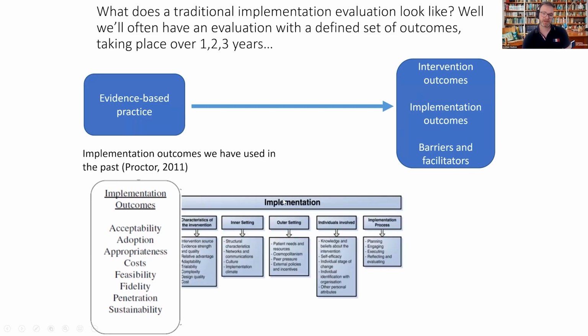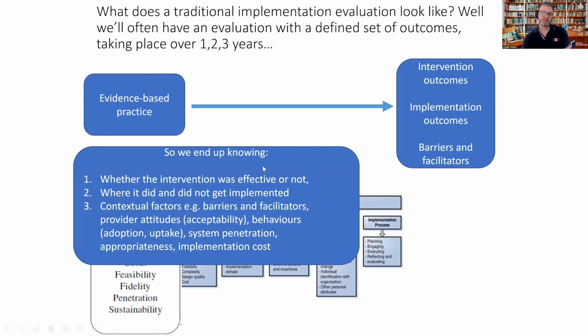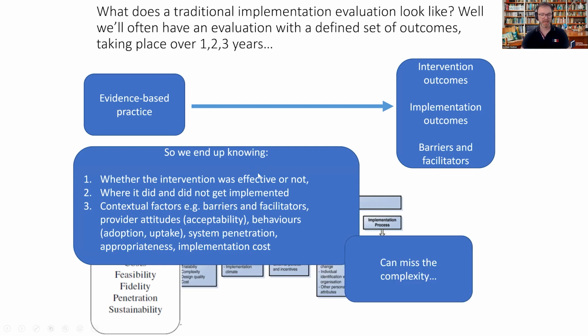There'll be something about the context. So they'll use maybe a framework like the CIFA framework here. And so we'll know a bit about barriers and facilitators. So we know if the intervention was effective or not. We know if it didn't get implemented, and we'll know something about the context. But I think the problem with that is it can miss the complexity, and there are limitations. It doesn't help people in the future, because knowing it was feasible, knowing it was acceptable in one place, knowing what the barriers were in one place, doesn't tell them how to implement in their context now, in this present moment. So there are limitations to how evaluations are done.